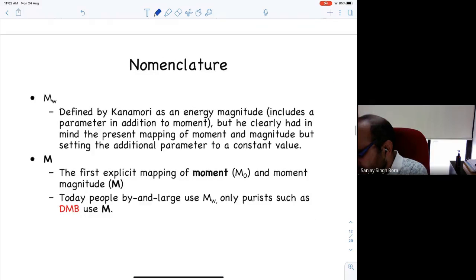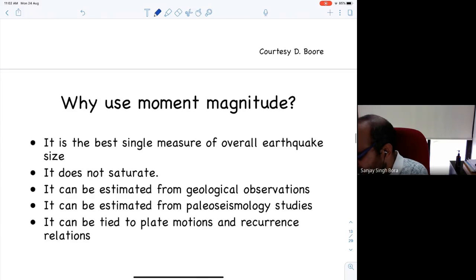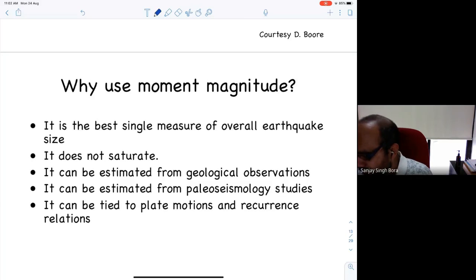So different names are there, so that portion you can read. And why use moment magnitude? It is the best single parameter of overall earthquake size. It does not saturate. It can be estimated from geological observations, as I said. It can be estimated from paleoseismological studies, and it can be tied to the plate motions and recurrence relations. And it can be estimated from the seismograms also.